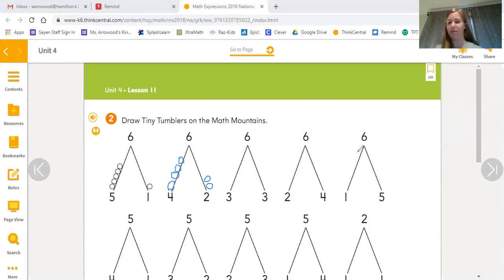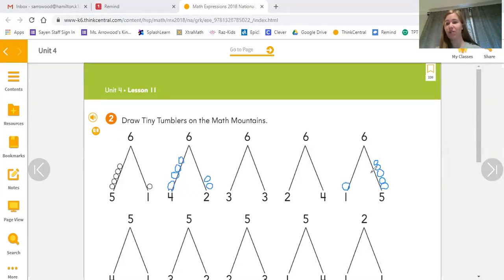So I'm going to go over here and do this one. 6 live on the math mountain. 1 tumbles down this side and 5 tumble down this side. So here I'm going to draw 1 little tiny tumbler, and here I'm going to draw 5. 1, 2, 3, 4, 5. Now remember in math, we want to go back and check our work. So I'm going to go back and check again because I drew a little bit fast. I want to make sure my numbers are right. So 1, I drew 1. 5, 1, 2, 3, 4, 5. And that's my tiny tumblers.